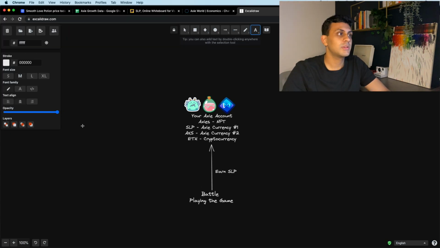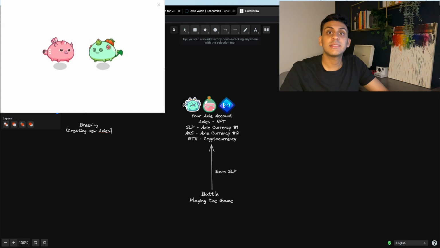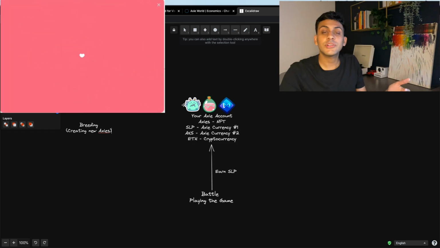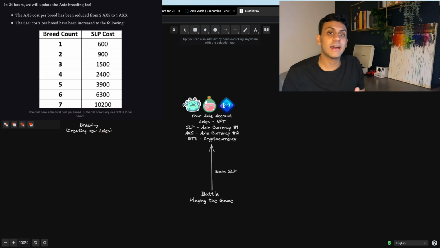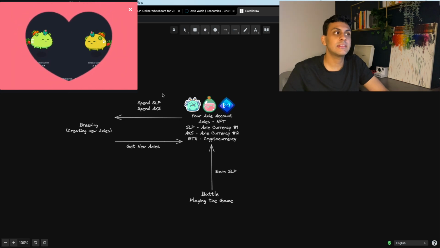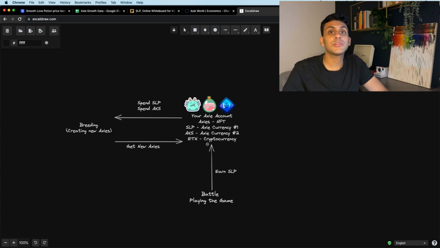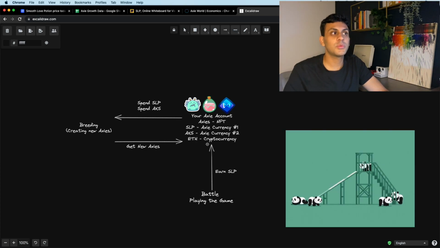The next large activity within the Axie Infinity ecosystem is breeding, or creating new Axies. When you create new Axies, you are spending SLP and you're spending AXS, and in return, you're getting new Axies or digital assets that can be used within the game to then earn more SLP. Right now, this is the only utility or way to burn or decrease the supply of SLP. As you can see here, you spend SLP and AXS to breed, and in return, you get new Axies or digital assets or NFTs. You can use those Axies within the game to then earn more SLP. So you can see this creates a little loop within Axie Infinity for SLP being earned and spent.